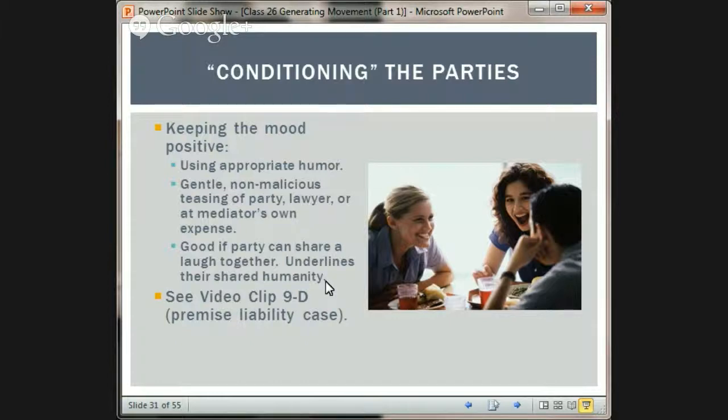Good if parties can share a laugh together. It underlines their shared humanity. And one of the things that I always love is I do want somebody to cry in the beginning, because there's an old adage in mediation that nothing happens until somebody cries. But in the option generation stage, if they start laughing, I know we're in great shape. We're going to do a great thing. And sometimes it's because they're throwing out silly options. And fine, let's get them down.